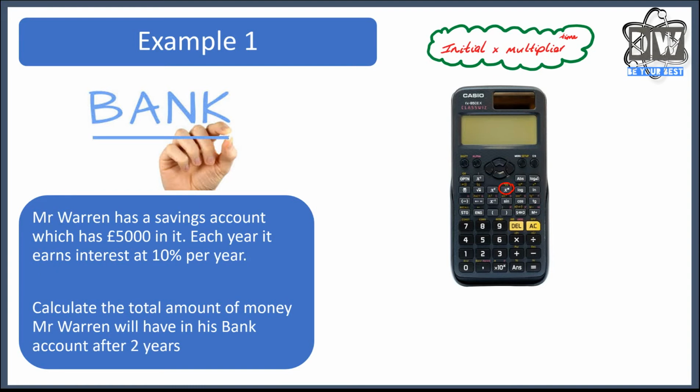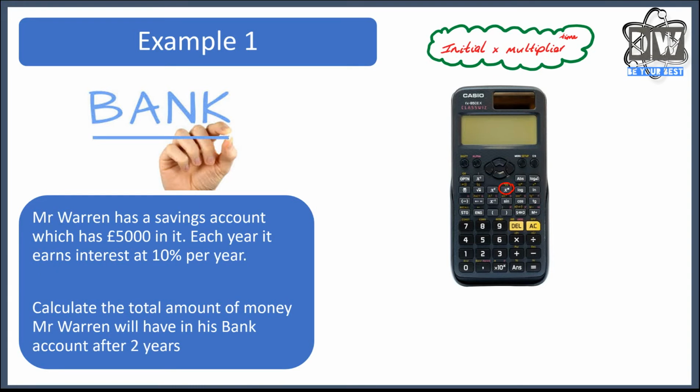So Mr. Warren has a savings account which has £5,000 in it. Each year it earns interest at 10% per year. Calculate the total amount of money Mr. Warren will have in his bank account after 2 years. So rather than doing it long form without a calculator, we can use a calculator.